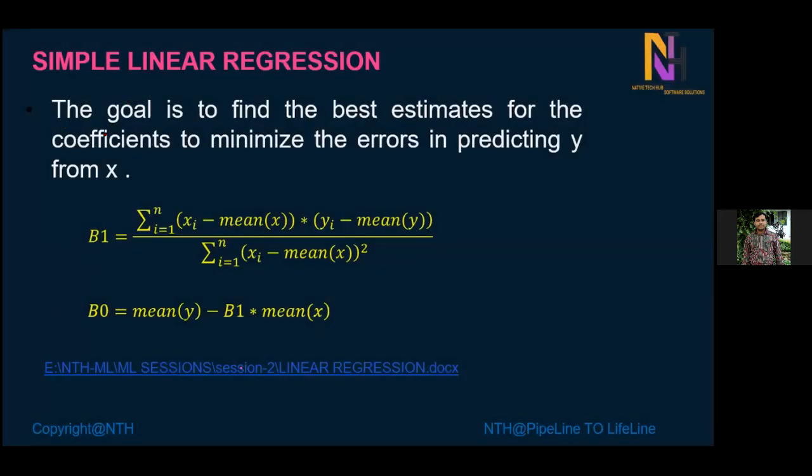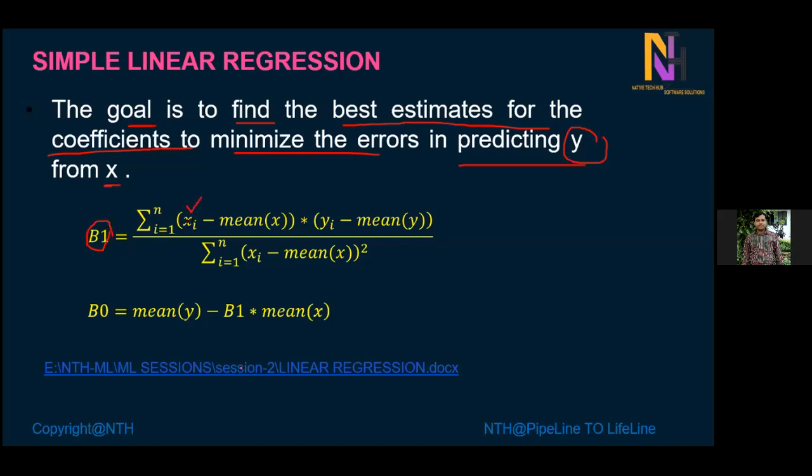Here I told you the goal of the linear regression machine learning supervised technique is to find the best estimates for the coefficients to minimize the errors in predicting y based on the x variables. What are b naught and b1? b1 is going to become the slope of a line. How is it going to be calculated? Here we require input values.